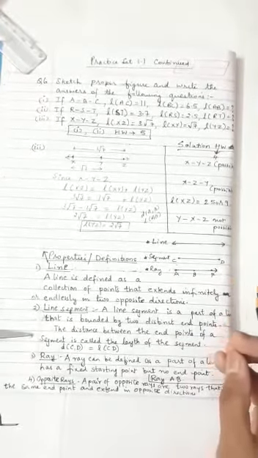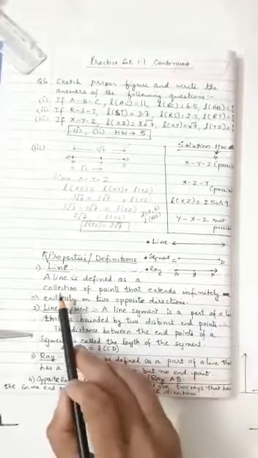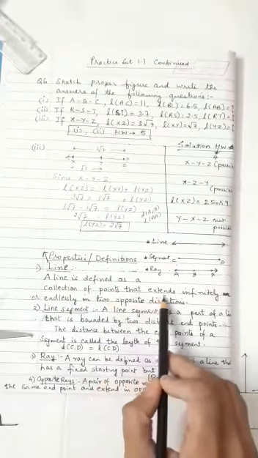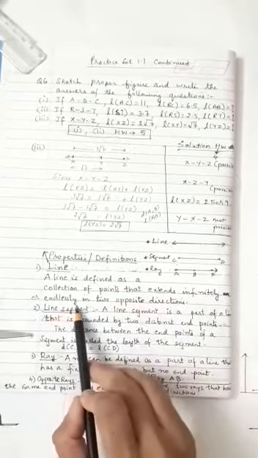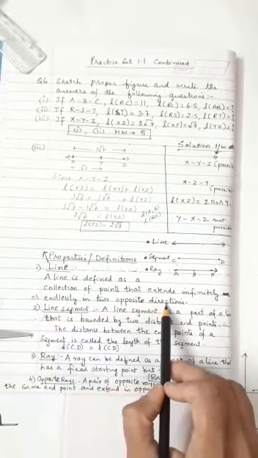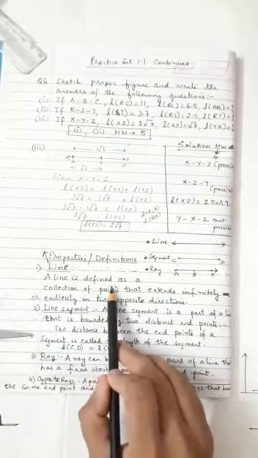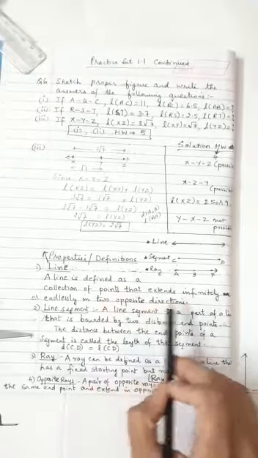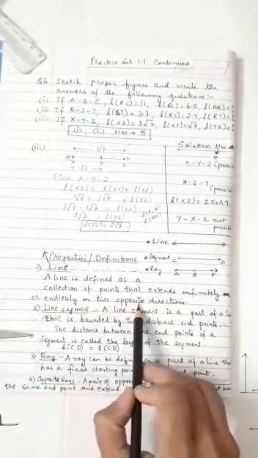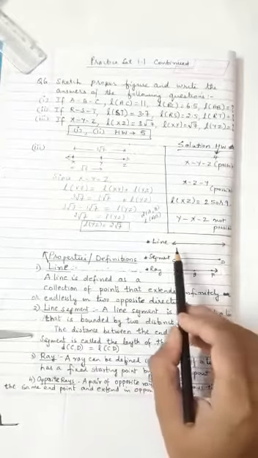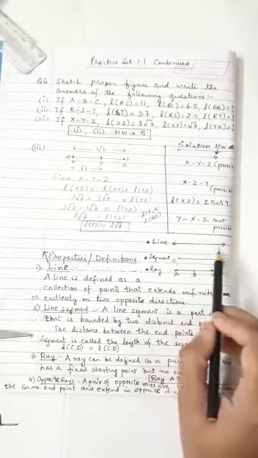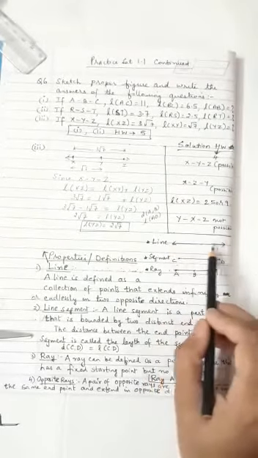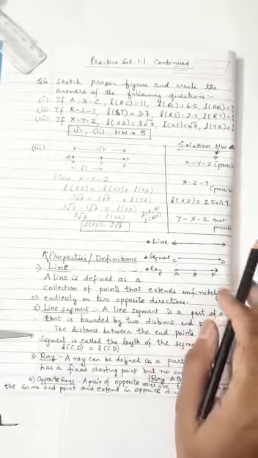Now in simple terms, what is a line? A line is defined as a collection of points that extends infinitely or endlessly in two opposite directions. I repeat, a line is defined as a collection of points that extends infinitely or endlessly in two opposite directions. So let us come back to the line. You can see the words infinitely and endlessly are used to show that it has no proper end points, or it does not have any end point.